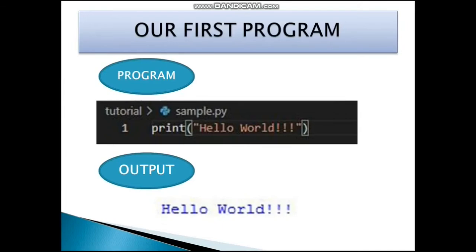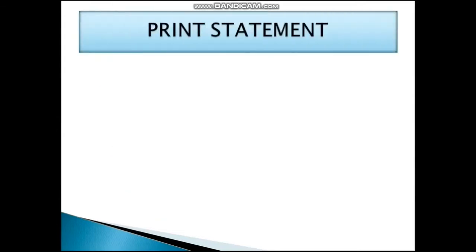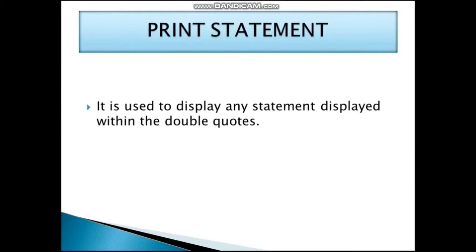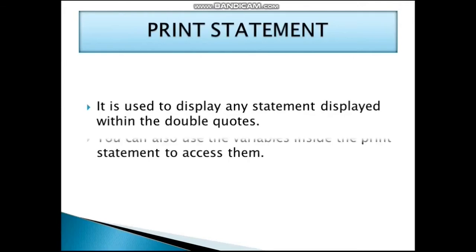It contains print, a pair of brackets within which we have our double quotes, and Hello World is present within the double quotes. Now let's learn what is happening in here. The first is the print statement. The print statement is used to display any statement which is present within the double quotes. The print statement can also display variables. It can access the value of variables and show it in our output.